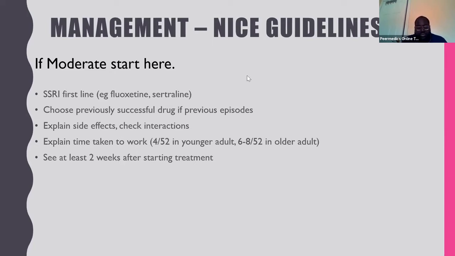Does anyone know why it's so important that we see our patients two weeks after we prescribe them an SSRI? There are lots of reasons, but there's one that's really important. You know what I'm getting at. Someone want to type into the little box? So yeah, good. There is a known risk of increased suicidality in the first few weeks of taking SSRIs.